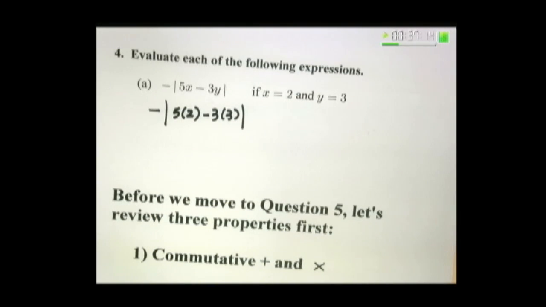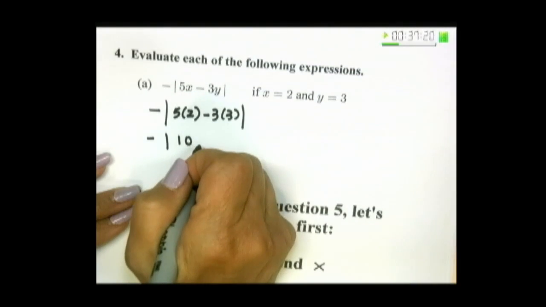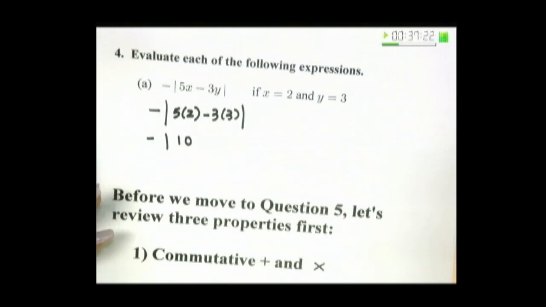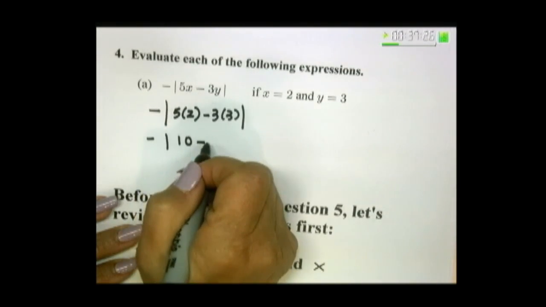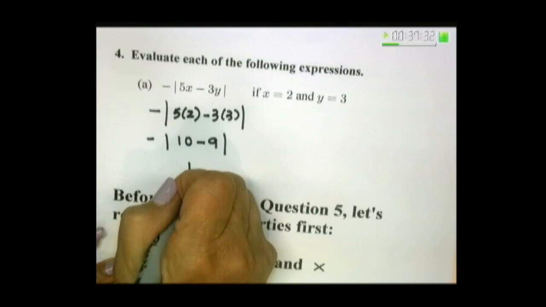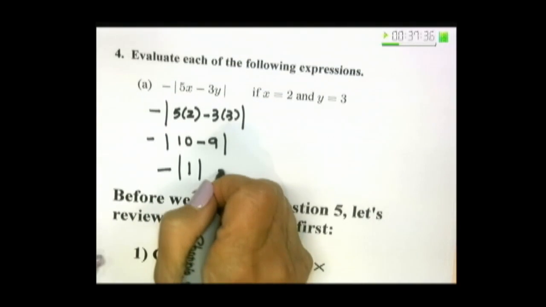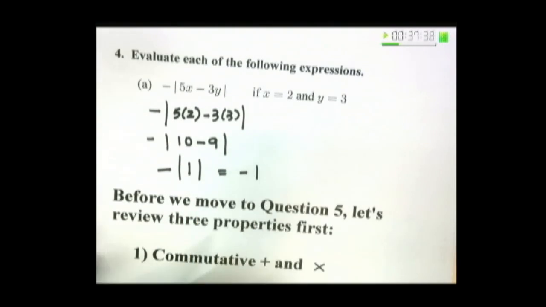So absolute value symbols act like parentheses in that there's something to do inside them. So 5 times 2 is 10, minus 3 times 3, so it's minus 9, or negative 3 times 3 is a negative 9. So inside those absolute value symbols, I have 10 minus 9, which is 1. So I have negative the absolute value of 1, which is negative 1. We knew that our answer was going to be negative, and it is negative.